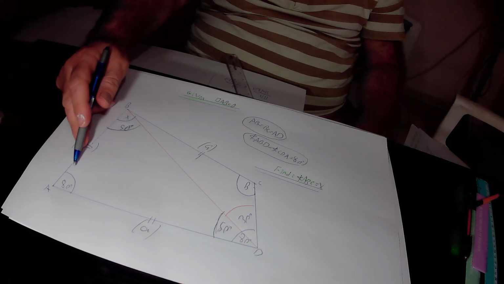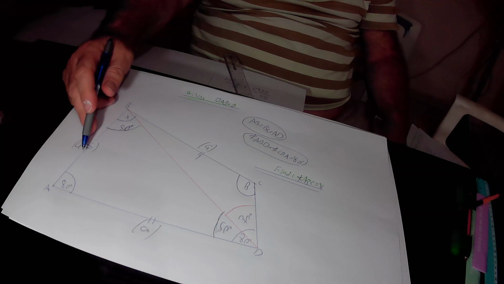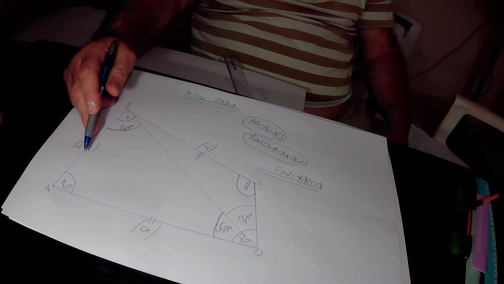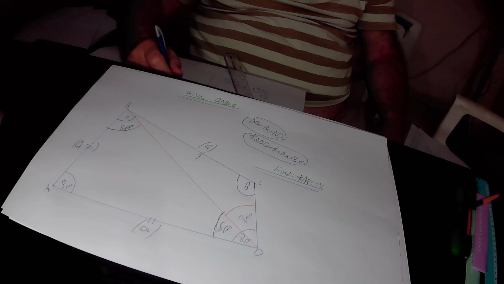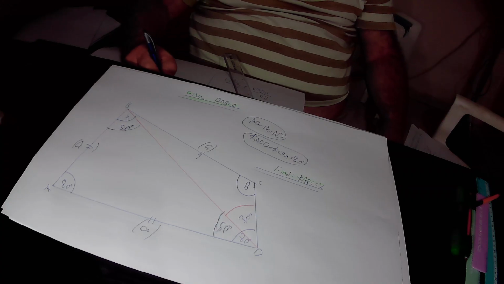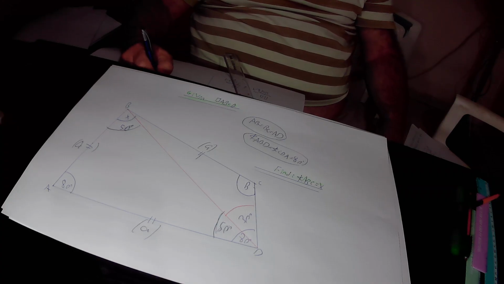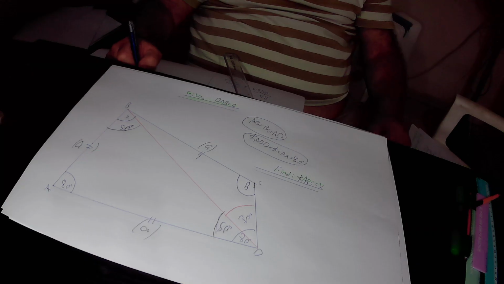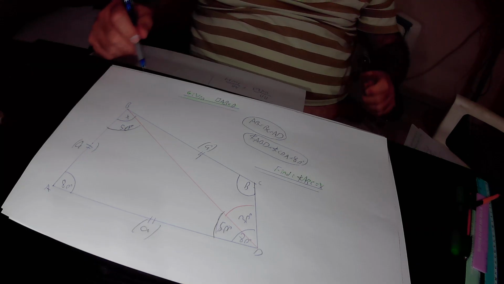For sine 80 degrees, we will substitute 80 degrees by 2 times 40 degrees, and therefore sine 80 degrees is sine 2 times 40 degrees. And it is equal to AB.